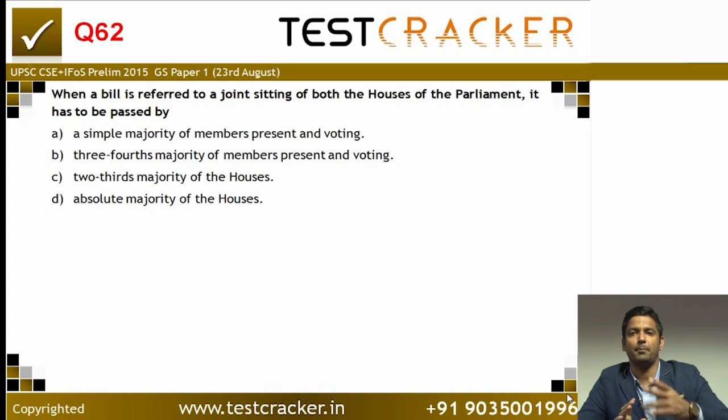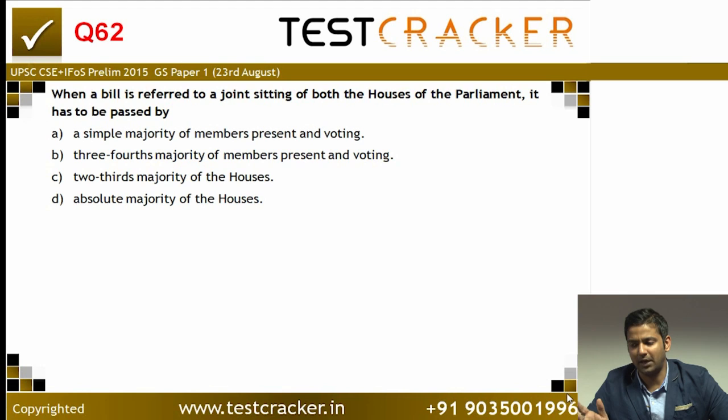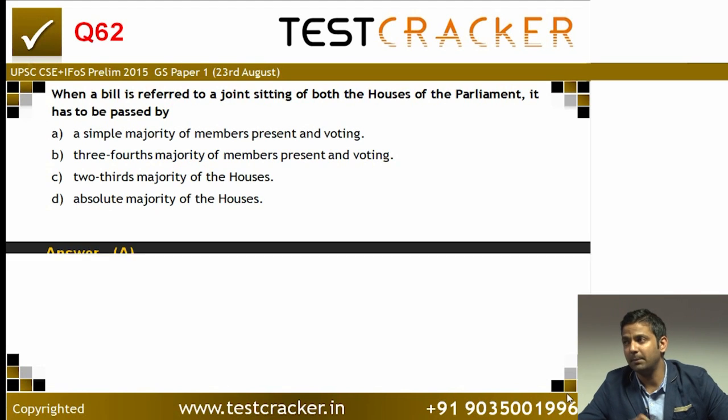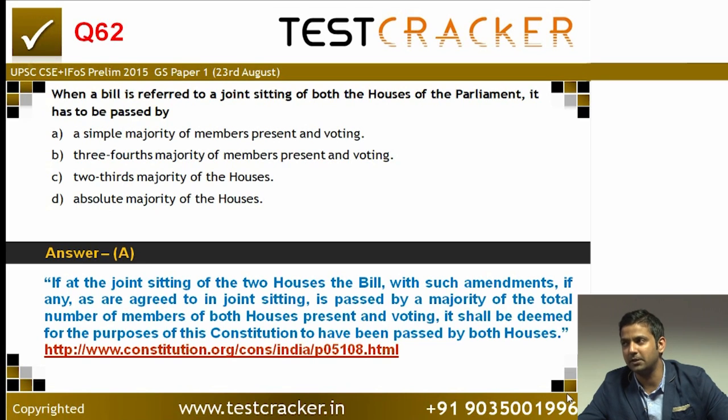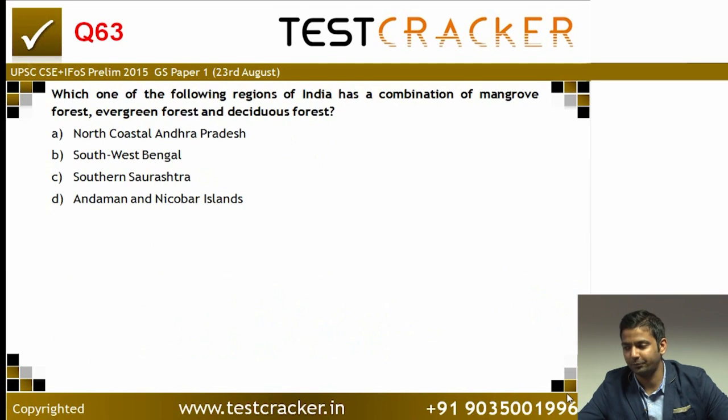What can the opposition do? They will execute a walkout, saying no, we do not agree with this. Even in that case, the government should be able to pass it. That is why they are so confident that they will bring in a joint sitting. Then you do understand it has to be members present and voting, not an absolute majority of the houses or a 2/3 majority of the houses. Answer is clearly A, a simple majority of members present and voting.